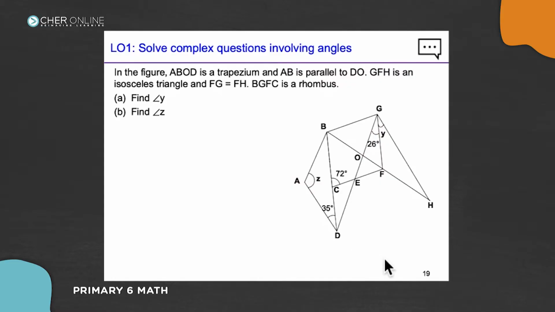This question seems complicated as well. I'm going to let you try a bit. Okay, find angle Y and angle Z. So how are we going to find part A and part B?